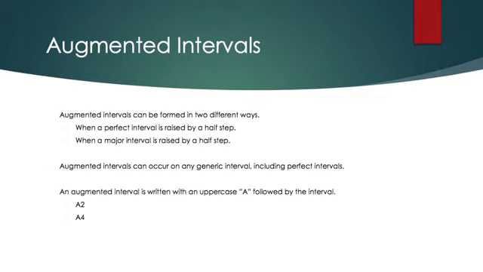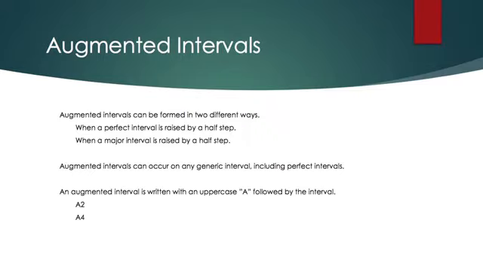A major interval that is raised by a half step also becomes augmented. So if I had a major second from C to D, because that's in the key signature of C major, if I make it C to D sharp, that is an augmented interval all of a sudden. So now it's an augmented second because I raised that D one half step.